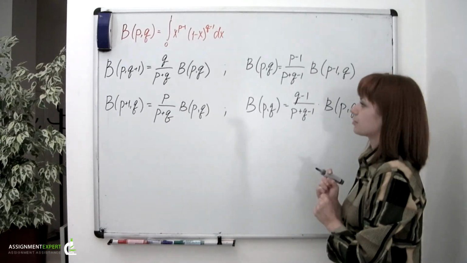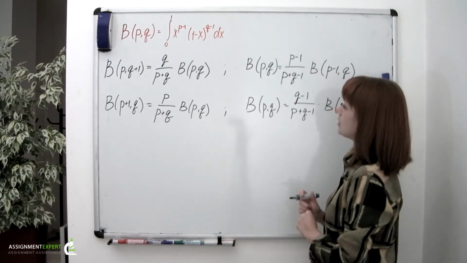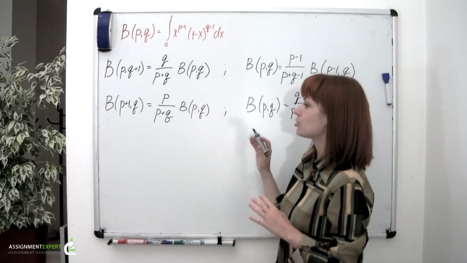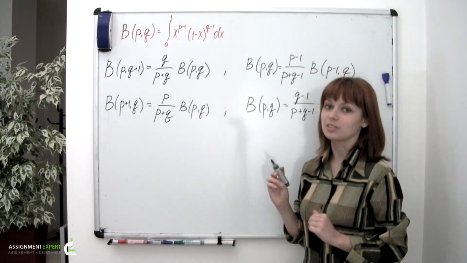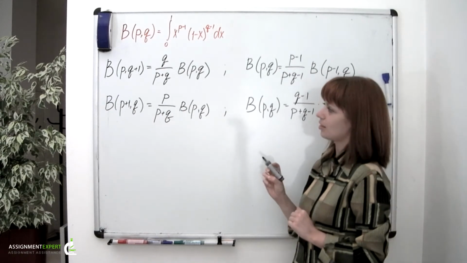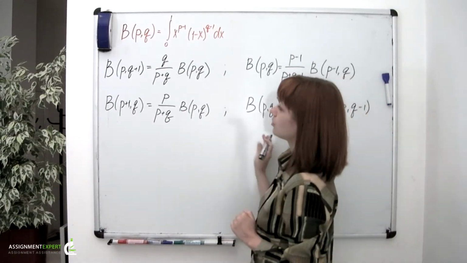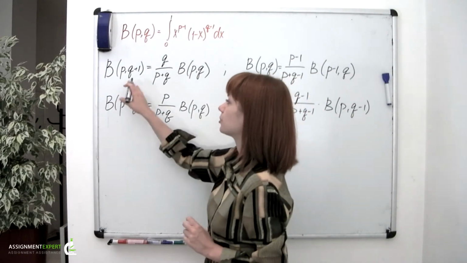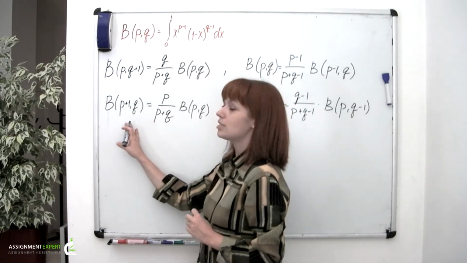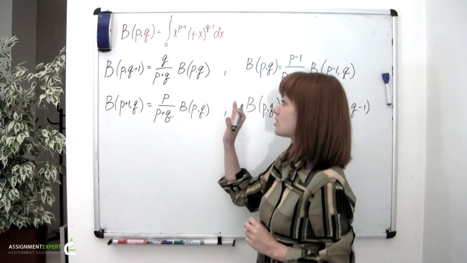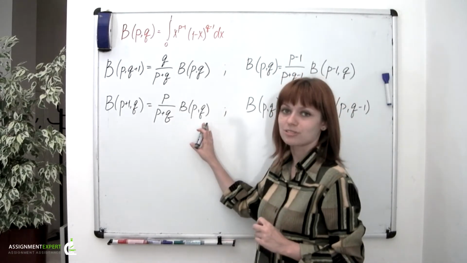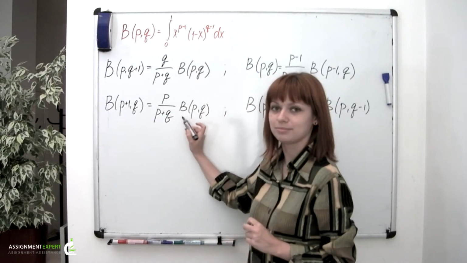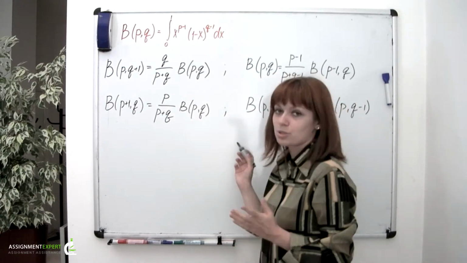Now let's take a look. As we can see, beta function with one of its parameters increased or decreased is proportional to the initial one. Then, if we look at the formulas we have on our left, we'll notice that beta function with one of its parameters increased is less than the initial beta function, since the coefficient standing next to it is obviously less than 1. Which is no surprise.